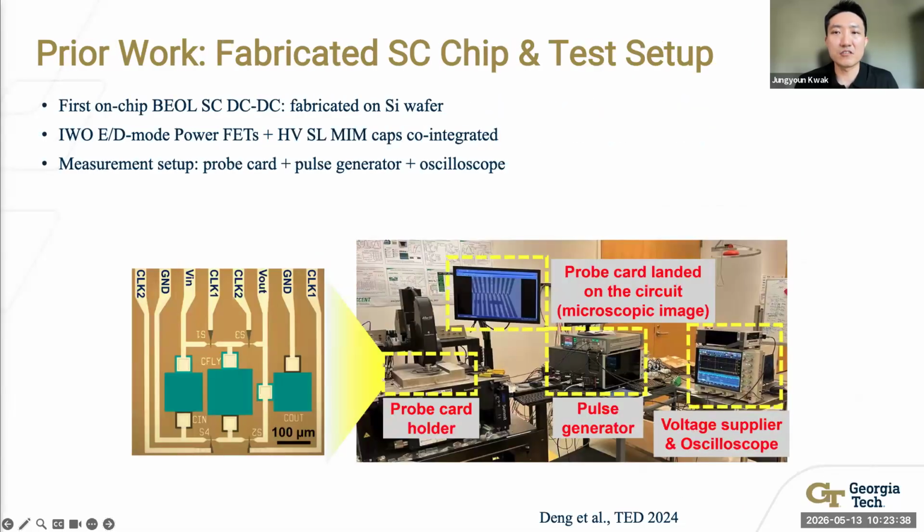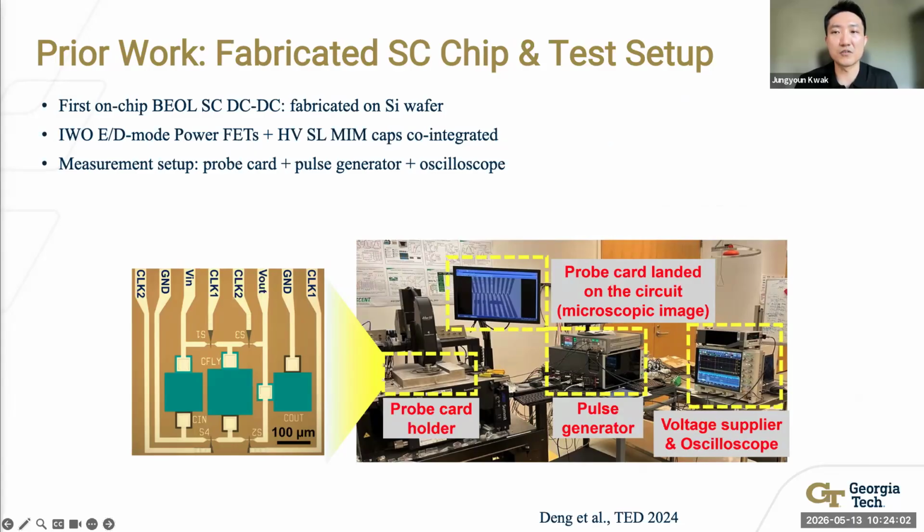The false-colored microscopic image on the left shows a fabricated chip from our prior work. It shows the indium tungsten oxide transistor and metal insulator metal capacitor placed close together, confirming that both devices can be made in the same process. The maximum process temperature was below 400 Celsius.